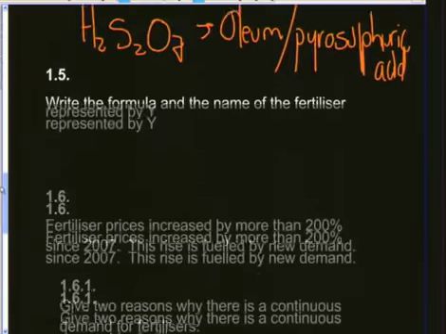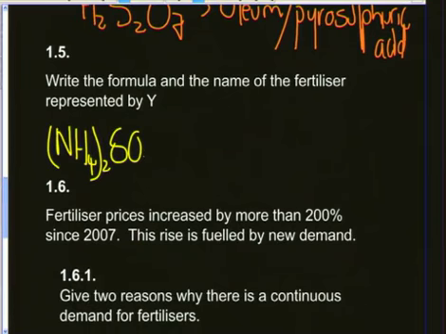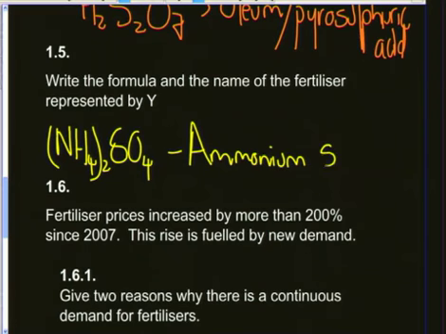So back here, they wanted the formula, (NH4)2SO4, and its name, ammonium. Okay, the A turns into an A into a UM, and it's ammonium sulfate.